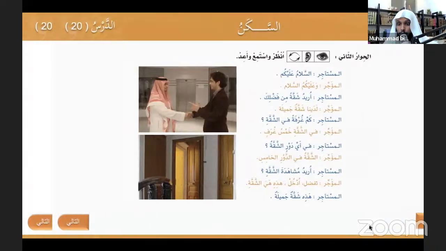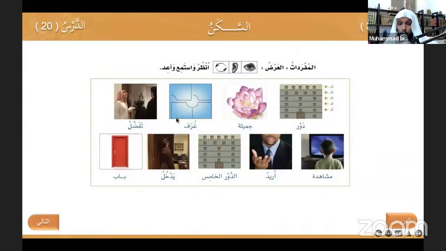الوحدة الثالثة. These are the words. Jamila, دور, الوحدة الثالثة. تفضل. I think these words are straightforward. We've talked about them in detail. Let's see if there are any questions. Why how many rooms as opposed to how many rooms?